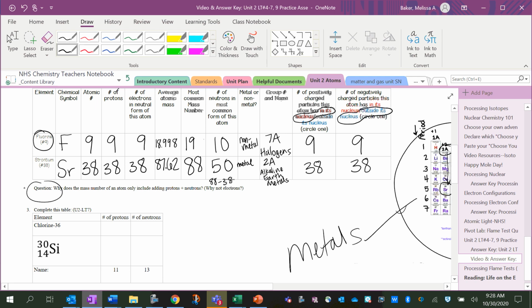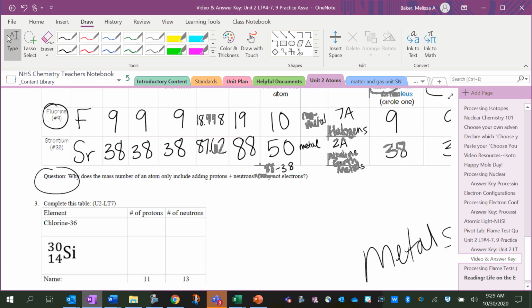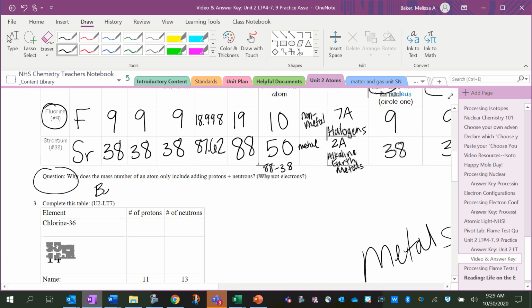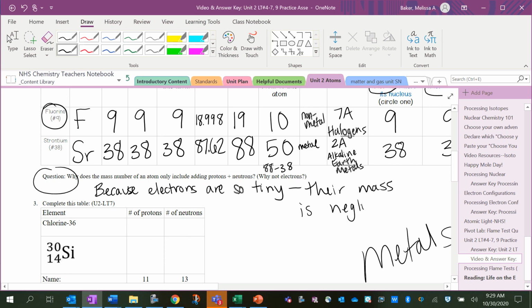Question: why does the mass number of an atom only include adding protons and neutrons? Why not the electrons? Well, that's because electrons are so tiny. Their mass is negligible. It's just they're so small that we don't need to factor those in.